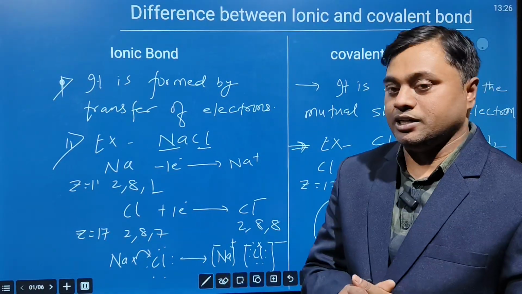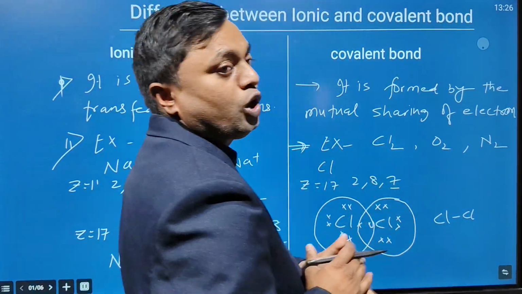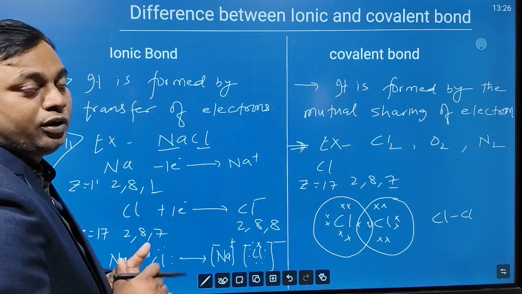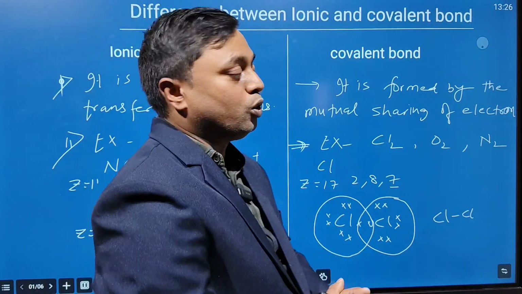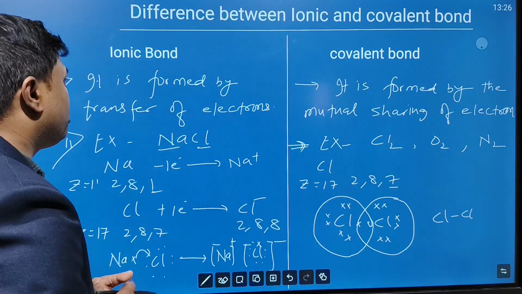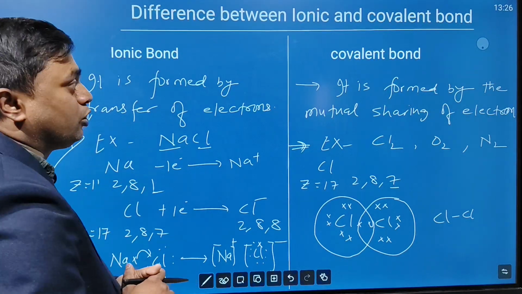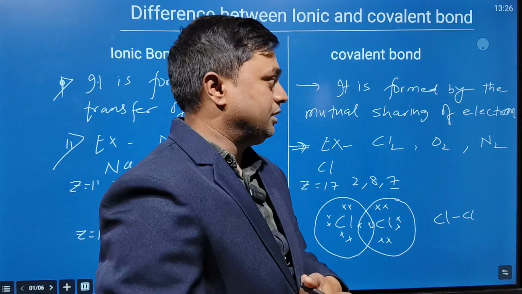For example, NaCl. Whereas when we talk about the covalent bond, it is formed by the mutual sharing of electrons. For example, sodium chloride is an ionic compound. The bonds in chlorine, oxygen, nitrogen are covalent. The ionic bond generally takes place between metals and non-metals, whereas covalent bond takes place generally between two non-metals.